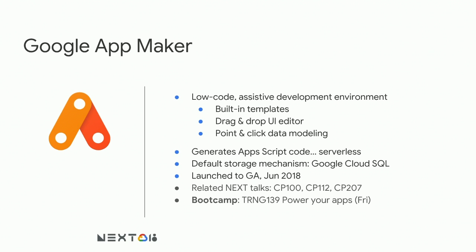Under the covers, it generates App Script code. And since App Script is serverless, then you automatically get that. The default storage mechanism for App Maker is Google Cloud SQL, so you are straddling both worlds between G Suite and GCP. And we just launched it publicly last month. So it's very, very new. And there are a couple talks that are related to App Maker that you see listed there. Feel free to watch those videos as well.